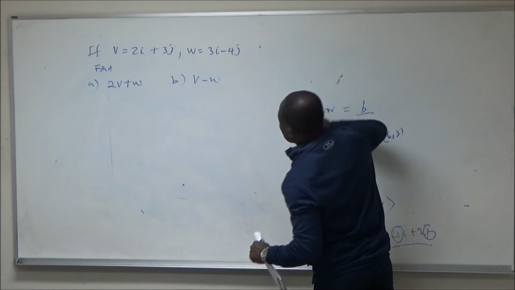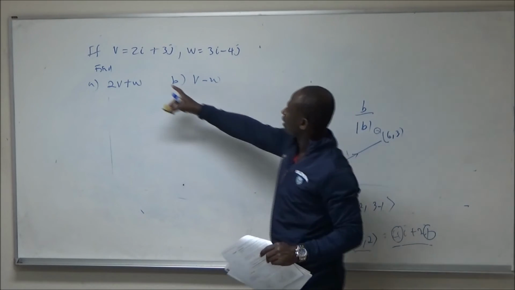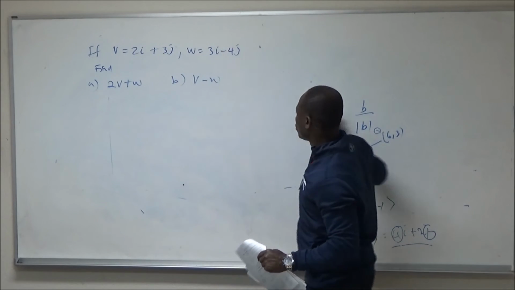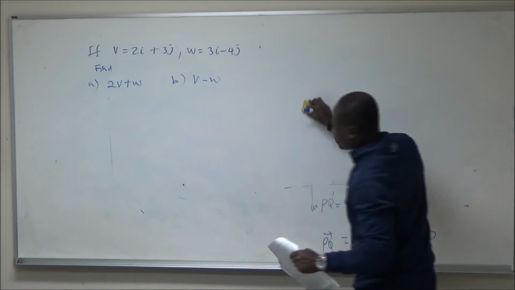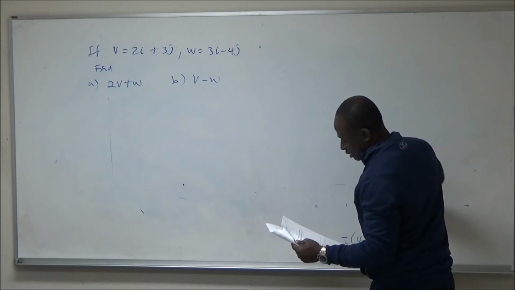Just try it in class and see what you get. So again, this is the vector 2, 3. This is the vector 3, negative 4. It says find 2v plus w. Remember, it works exactly like math. Nothing special about that.